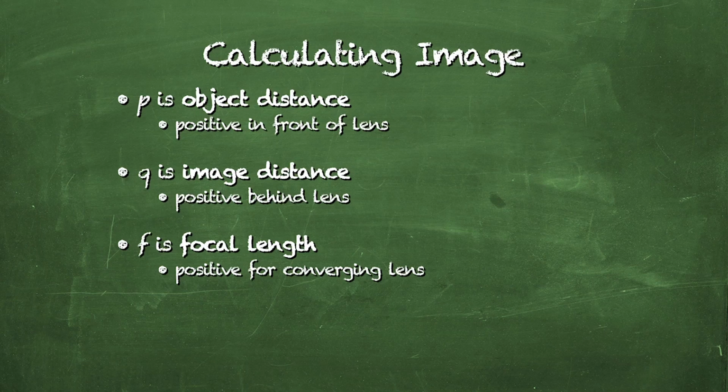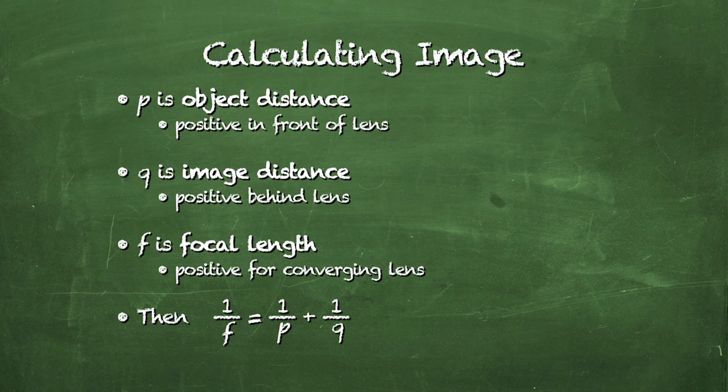Then we have an equation: 1 divided by f is equal to 1 divided by p plus 1 divided by q. So that is our equation to find the image distance from the object distance. 1 over f is equal to 1 over p plus 1 over q. We use this equation to find the location of the image.